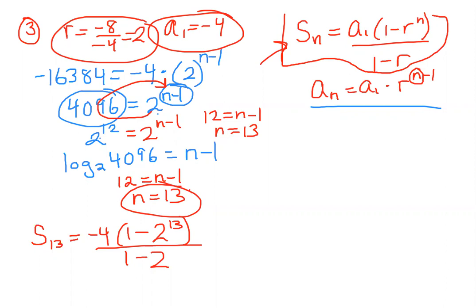And this equals negative 32764. All right, these geometric sums are going to be really big numbers mostly, or really small numbers if R is less than 1. Okay, let's look at the next one, number 4. This is what I'm saying about some of these, there's a lot.